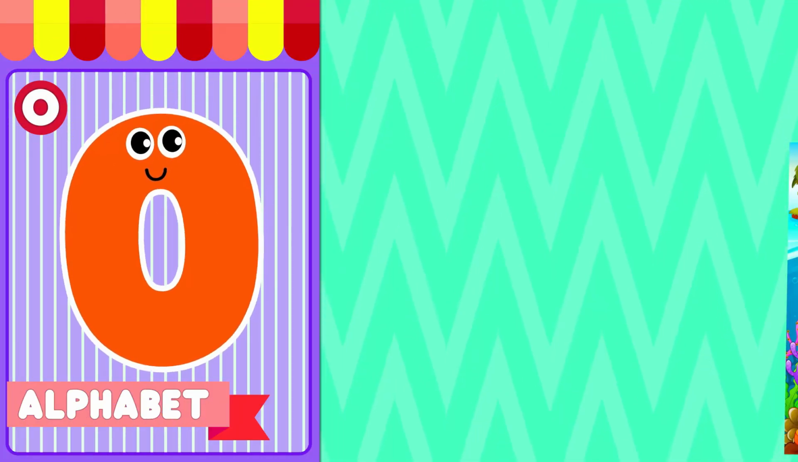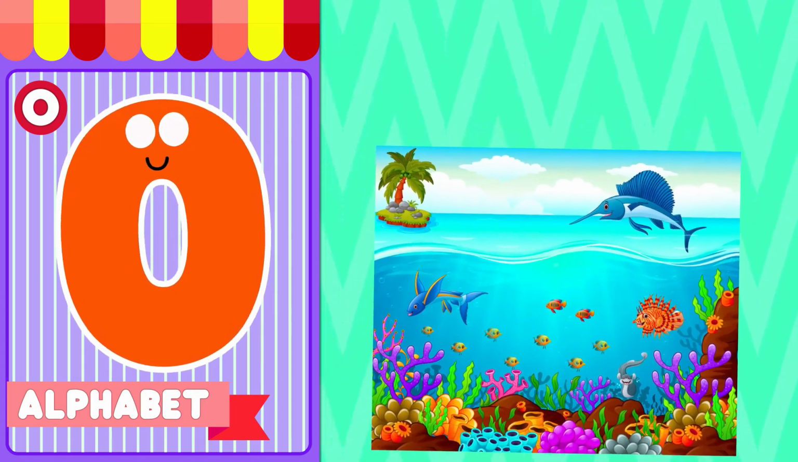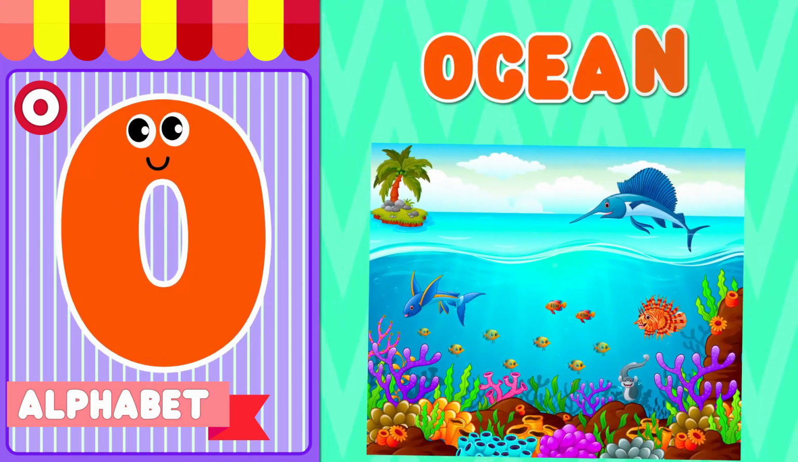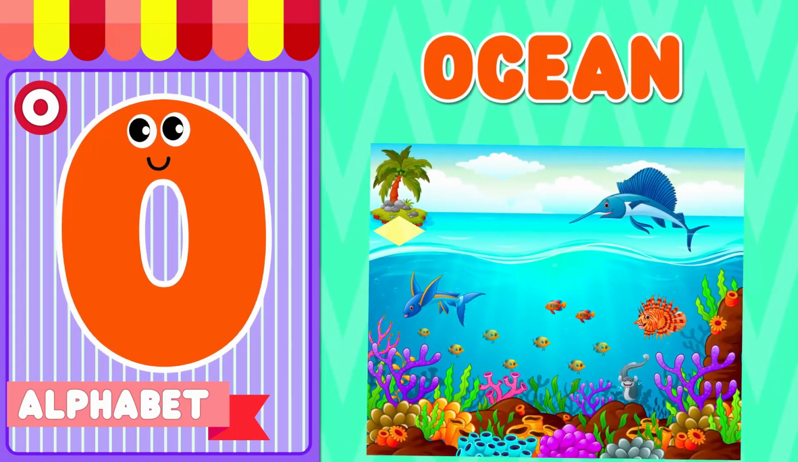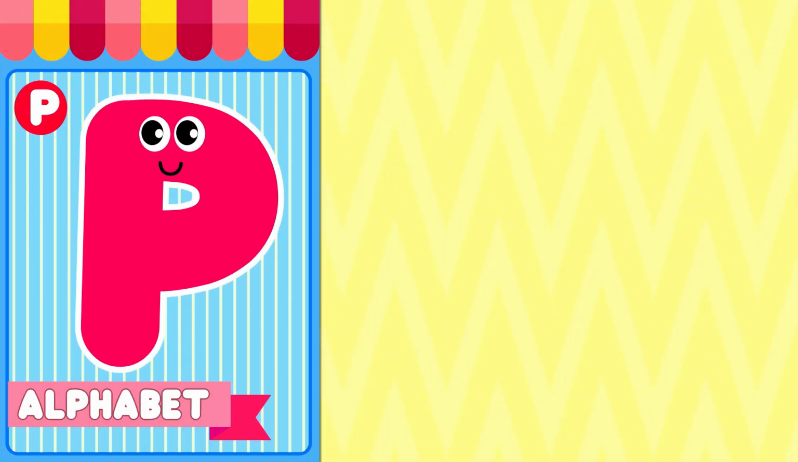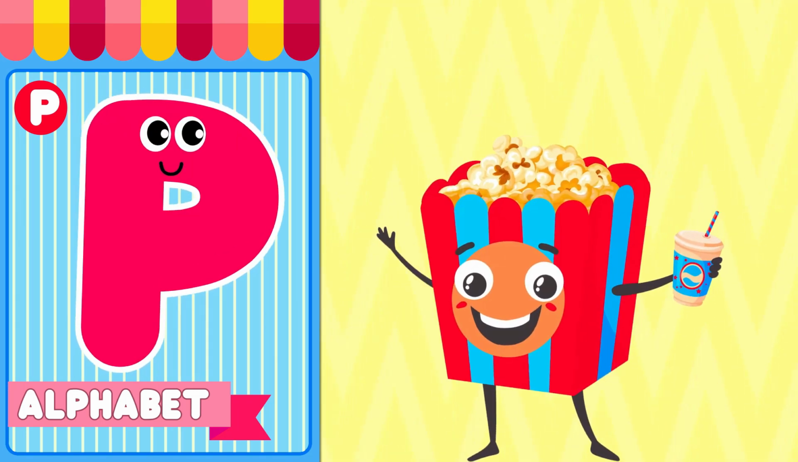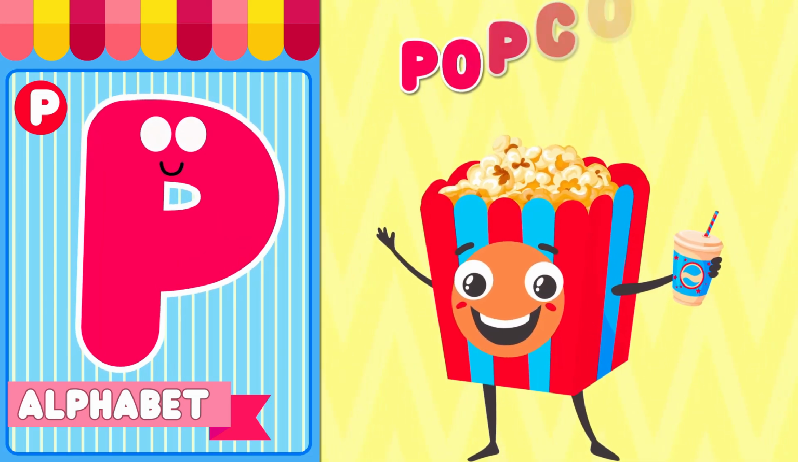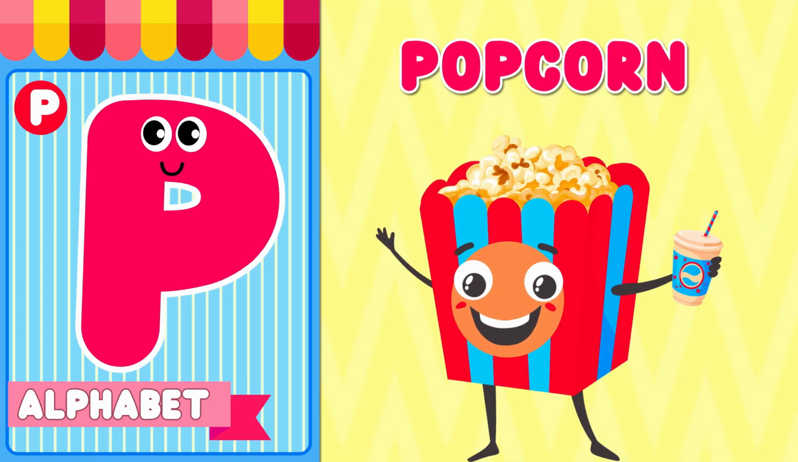It's the alphabet O. O for ocean. Ocean. O for ocean. It's the alphabet P. P for popcorn. Popcorn. P for popcorn.